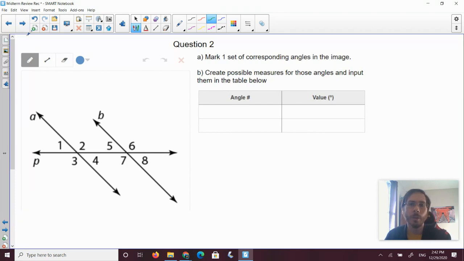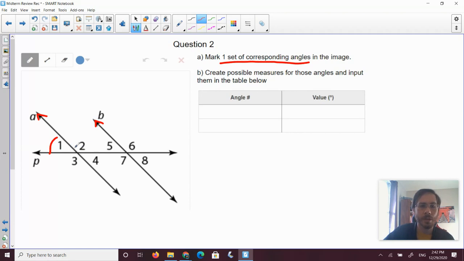All right, for number 2, it says mark one set of corresponding angles in the image. So it only tells us that I have to do one. I have to remember what the definition for corresponding angles is. These two lines are marked as parallel, we can tell because they've got these marks right here. We only need one set of corresponding angles. Corresponding angles are ones that are in the same spot. So I can pick one.